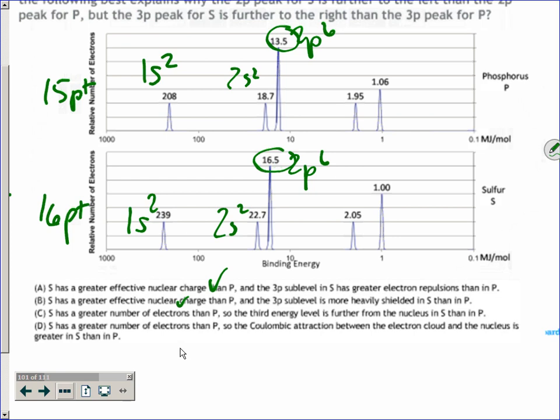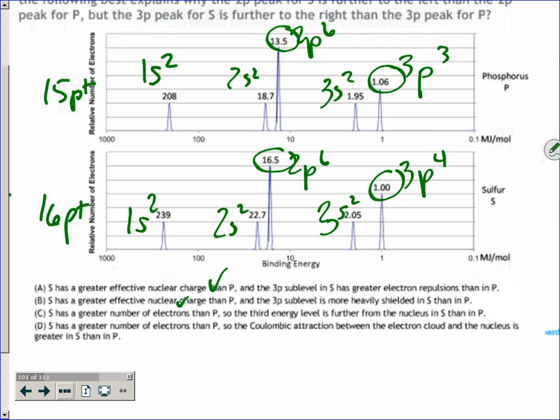Okay, so then the next question was for the 3p. So this 3p peaks over, this is 3s2, this is what? 3p3, and this is 3s2, and this is 3p4. Okay, so this one's a 1.06, and this is a 1.00. So who's more tightly bound to the nucleus?